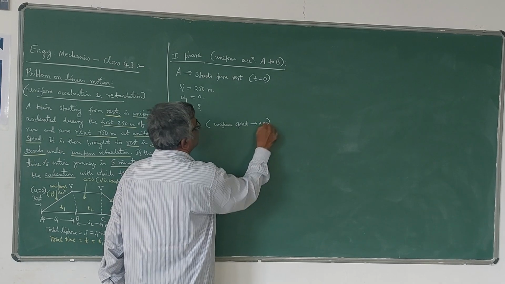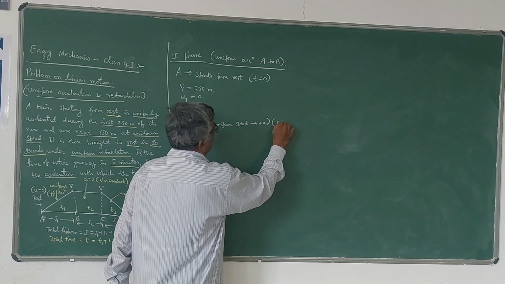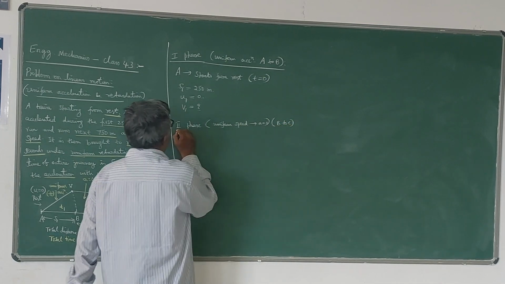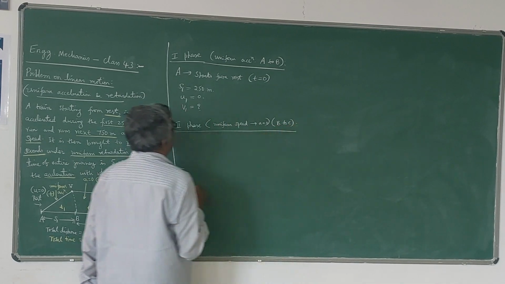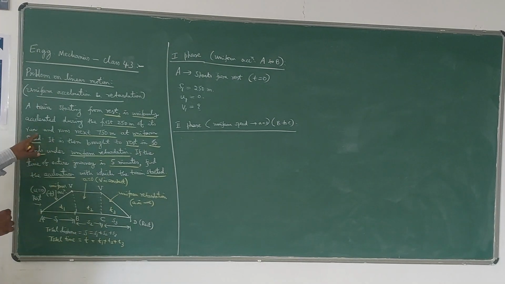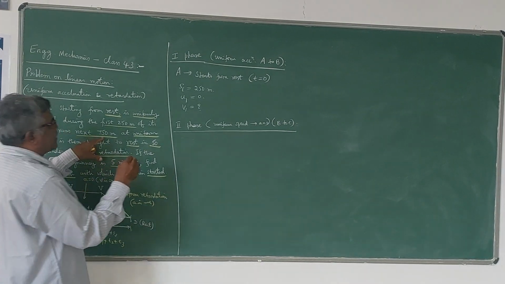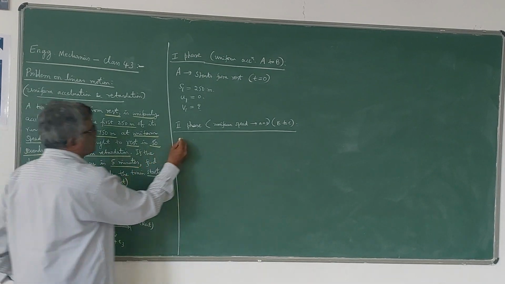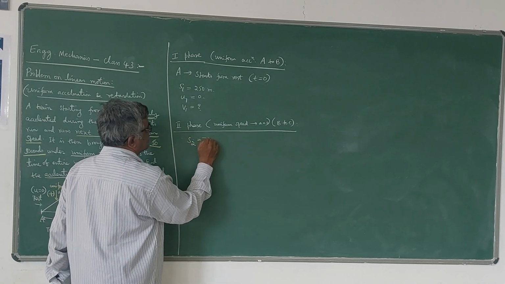A will be 0 in the second part. This is from B to C. The body moves from B to C now. So in this case, what are the data given? Let us see. Next 750 meters means this distance, S2. S2 is equal to 750 meters.